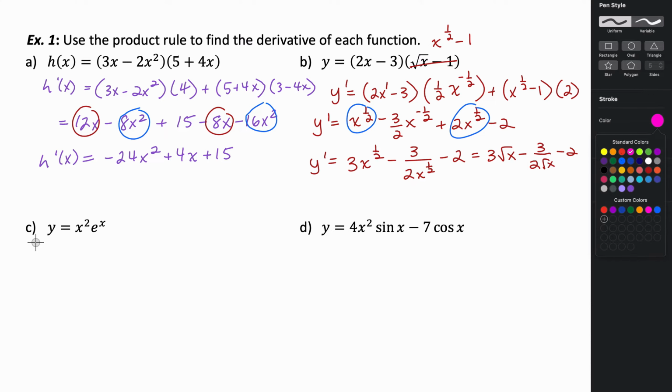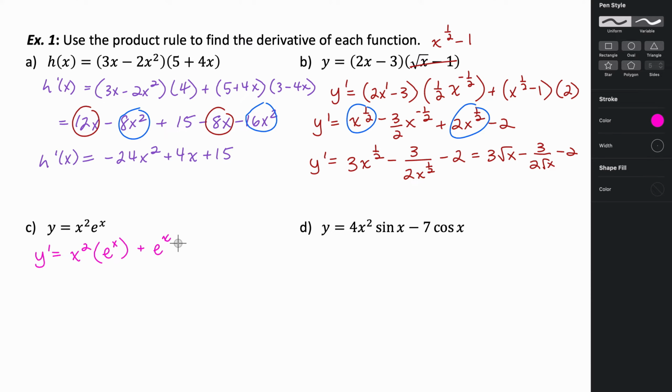Part C, if we want to take the derivative, so y prime equals, so it's the first part of our product, x squared, times the derivative of our second. We know the derivative of e to the x is just e to the x. Plus our second part of our product times the derivative of the first. So the derivative of x squared is 2x. And then just simplify, we get that y prime equals x squared e to the x, and then let's say plus 2x e to the x.